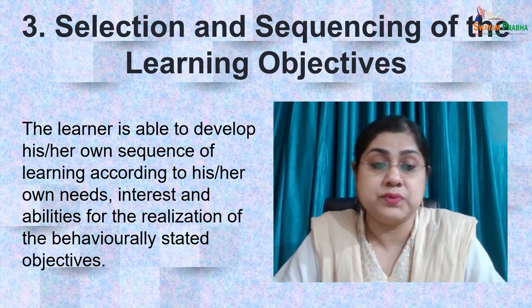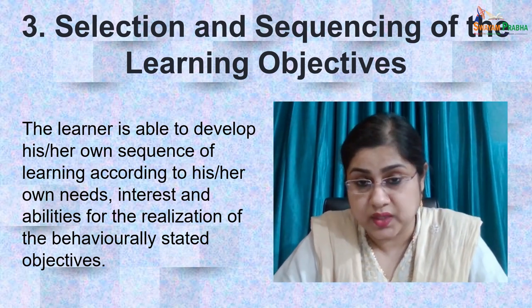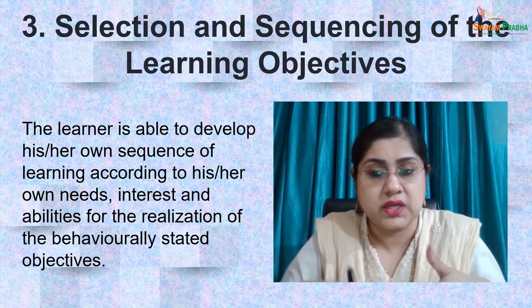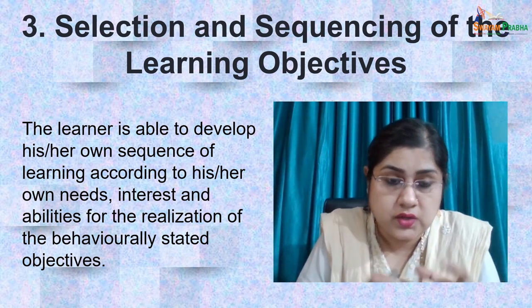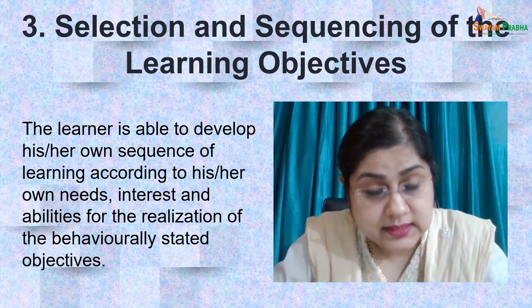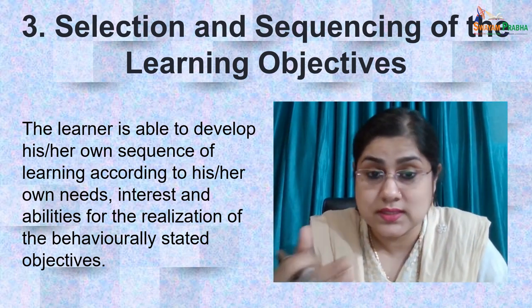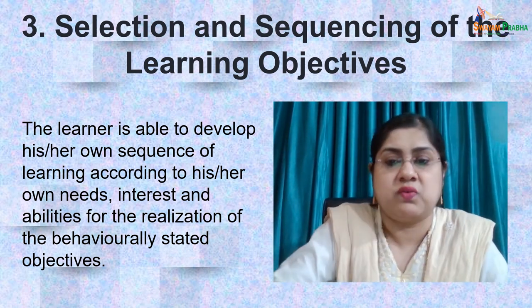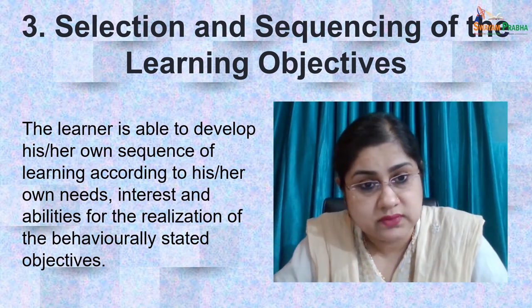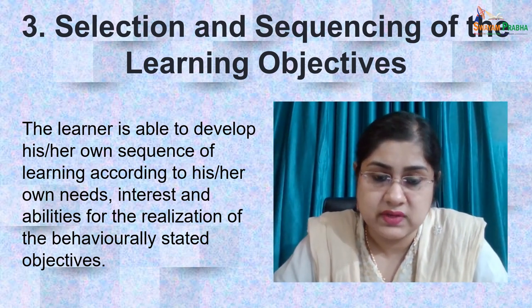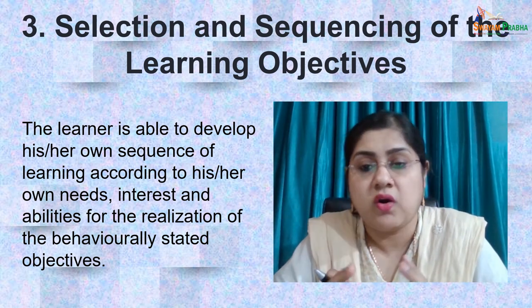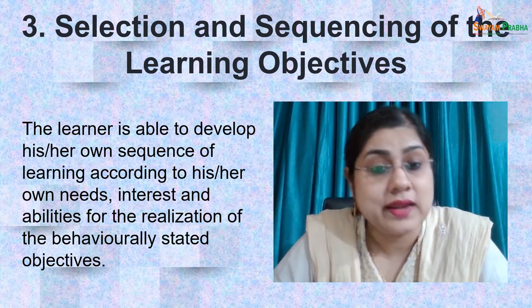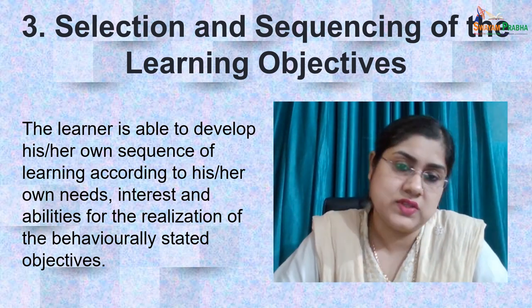This learner may put any question to the teacher. He or she can do any activity or experiment, whatever he or she wishes. He or she can get any assistance or information which the learner likes from the teacher or any other resource provided in the system. In this way, the learner may develop his or her own sequence of learning according to his or her own needs, interests, and abilities for the realization of the objectives.